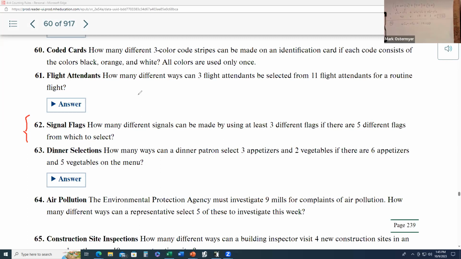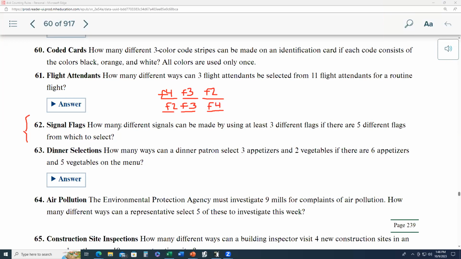Now, these are signals here, correct? So if we select, let's say we form a signal with 3 different flags. Let's say we choose flag number 4, flag 3, and flag 2. This is flag 4, flag 3, and flag 2. Remember, there's 5 different flags. My question is, is this signal the same or different than this signal here? If I select flag 2, flag 3, and flag 4, are these the same signals or different signals? What would be your thinking? Do you think order matters here?